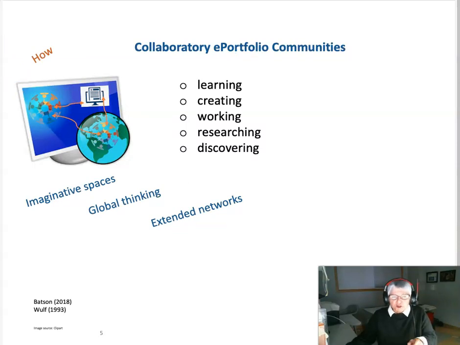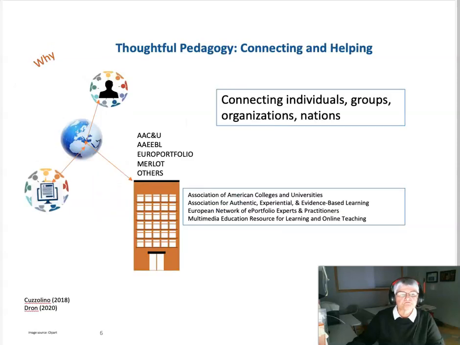The communities of learners connected via e-portfolios are growing globally in both importance and numbers and have the potential to become a key aspect of the cultural mosaic of the collaboratory agency of worldwide connections, the concept brought forth by Wolf in 1993. The collaboratory e-portfolio communities represent an exemplar of learning, creating, and working in imaginative spaces where the members stay connected socially, extend networks, and engage in global thinking, as suggested by Batson.